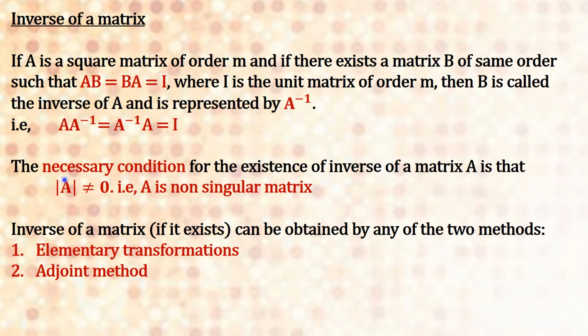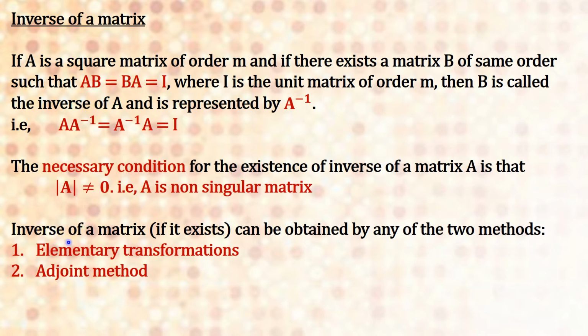Now, the necessary condition for the existence of inverse of a matrix A is that determinant of A not equal to 0. That means determinant of A not equal to 0 means A is a non-singular matrix. So, after verifying this condition, only we can find the inverse. If it is equal to 0, then the inverse of the matrix A does not exist. So, we need not go to the further step.